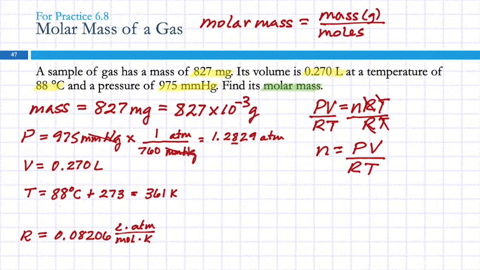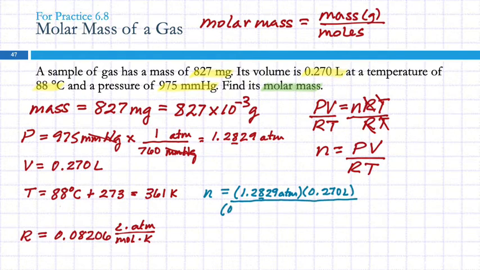Okay, so now we can calculate the moles. The number of moles is equal to the pressure, 1.2829 atmospheres, times the volume, 0.270 liters, divided by R, 0.08206 liter atmospheres per mole Kelvin, so many units, and the pressure. Not the pressure, the temperature. You knew what I meant.